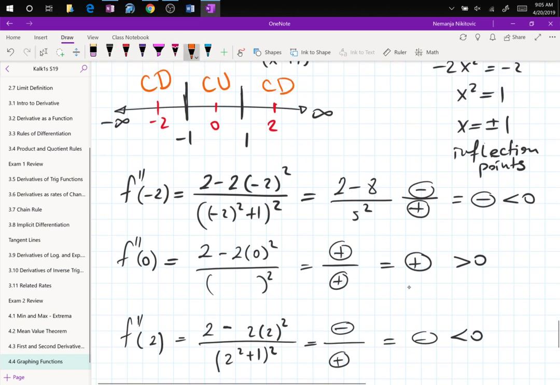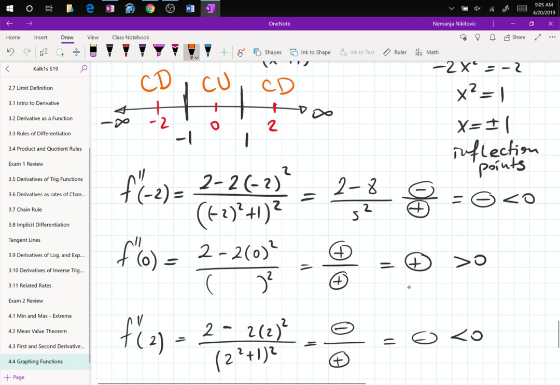Now, these do not have to alternate. They don't have to alternate. So you can have concave up followed by concave up, concave down followed by concave down, or alternating. Depends on the function, depends on the problem.